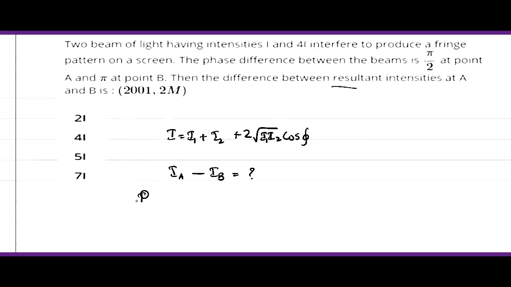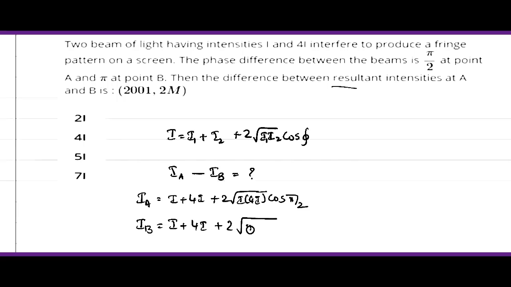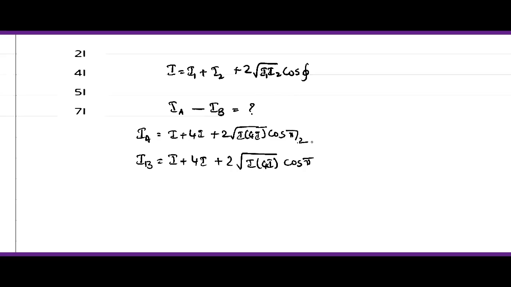So let us write the equation. For IA, it will be I plus 4I plus 2 into root of I into 4I into cos pi by 2. Same way write it for IB. IB is equal to, once again the same, I plus 4I plus 2 into root I into 4I into cos pi. So the value of cos pi by 2 is 0, correct? So you don't get anything with respect to cos pi by 2.